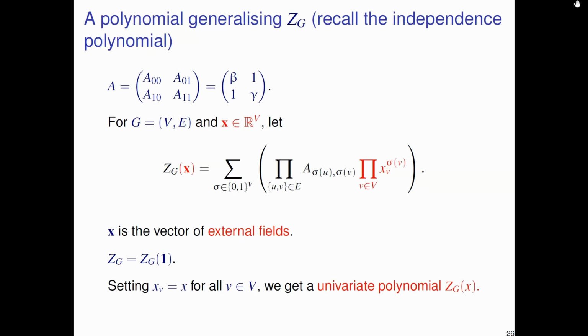So it's called the vector of external fields. Obviously, I'm interested in computing this thing at 1, 1, 1, 1, 1, 1, but it's going to be useful for me to have the flexibility. And obviously, if I put them all to some value x, then I get a single variable polynomial, which is what we want. Okay?